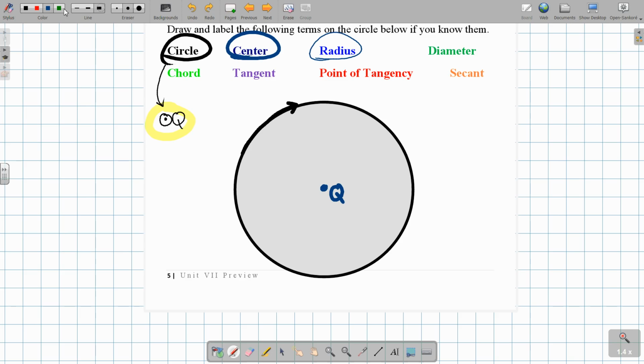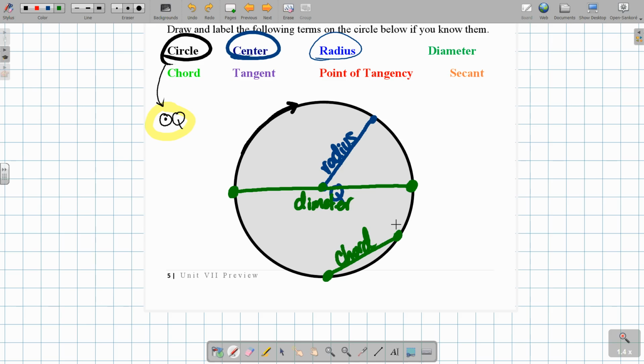The radius of a circle is like a spoke in a wheel. Radius, center to edge. A diameter goes all the way through a middle, all the way across. In other words, it's 2 radii together. That would be a diameter. The diameter has its endpoints on the circle. A chord is any segment with endpoints on the circle from the inside. A chord is any segment that has endpoints on a circle.